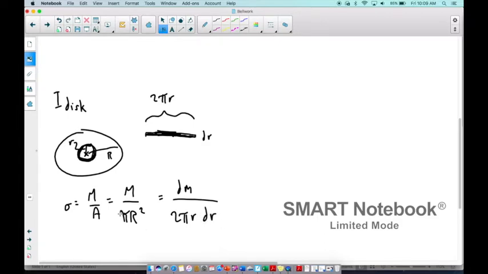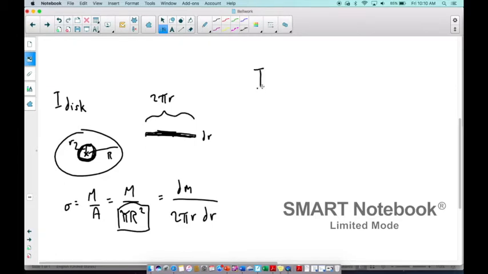That is also just the derivative of this. Because really what we're doing is we're finding infinitesimal bits of mass per area. So the derivative of mass is dm, the derivative of area would be this right here. Okay, that's one more way of looking at it.